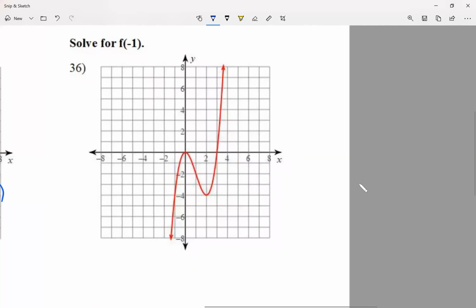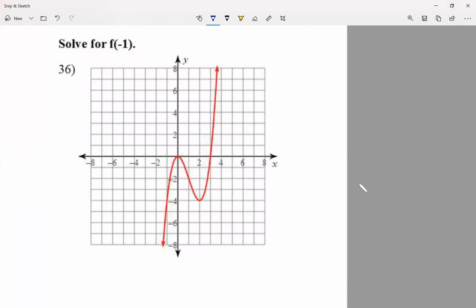Same thing for question number 36. Now here I want you to solve for f of negative 1. So on my x-axis, I'm going to find negative 1, and I see this point right here has the x value of negative 1. The coordinates of that point are negative 1, negative 4. By asking what's f of negative 1, basically I want to know what's the y value of the point that has a negative 1 for the x value. So in this case, my answer will be negative 4.